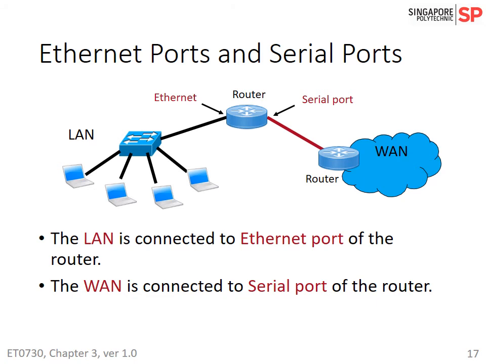Serial ports, on the other hand, are used to connect to the wide area network. Because over a wide area network, normally we need to send the data across a long distance, so we use a serial port. We send the bits 1 bit at a time at a slower speed. So serial port is normally used for these purposes, to connect with the routers over a wide area network.